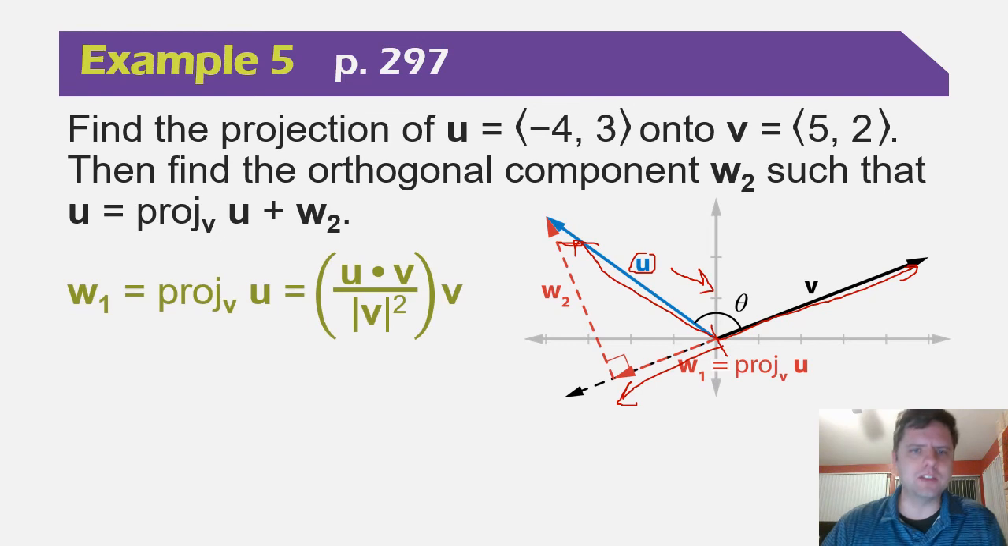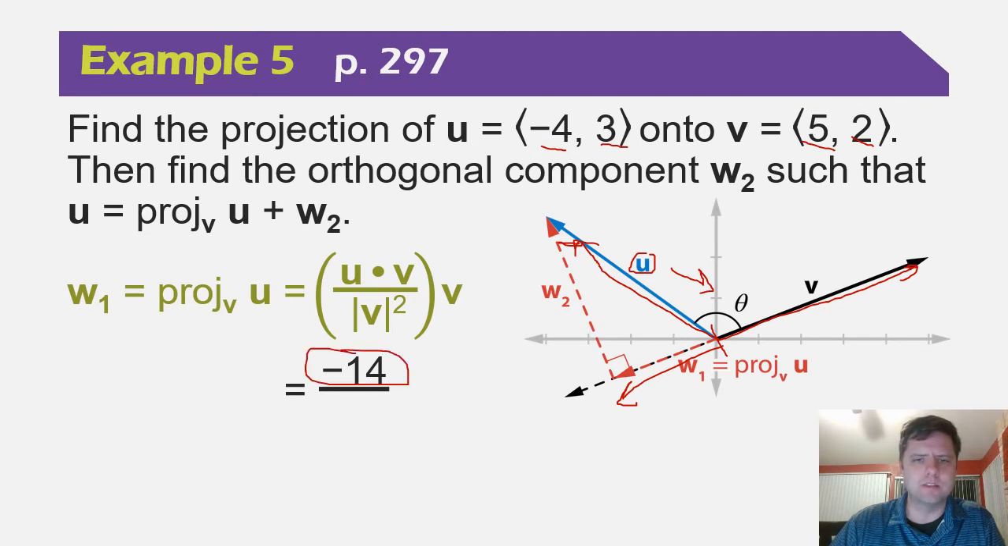So the projection of u onto v is the dot product of u and v divided by the magnitude of v squared, and then multiplied by the vector v. So the dot product of these together, first of all, is -14, right? -4 times 5 would be -20, plus 3 times 2 is 6. So -20 plus 6 would be -14. And then we just need to find the magnitude of v squared. So we're going to square the first one, which would be 25. We add it to the square of the second one, which would be 4.